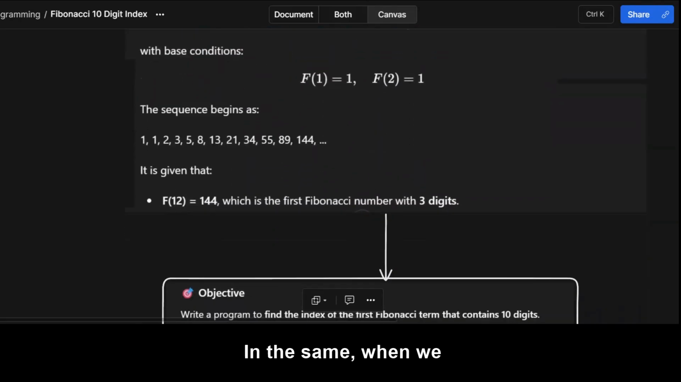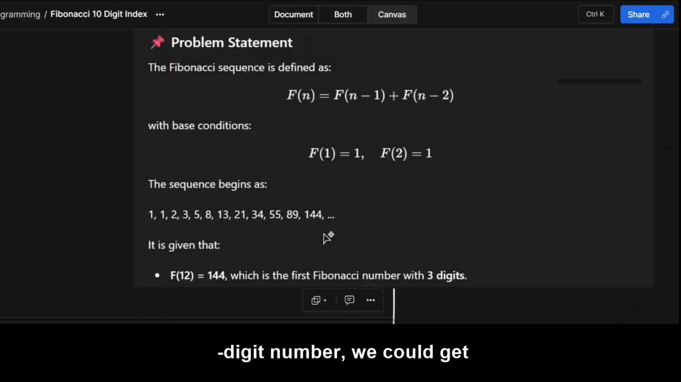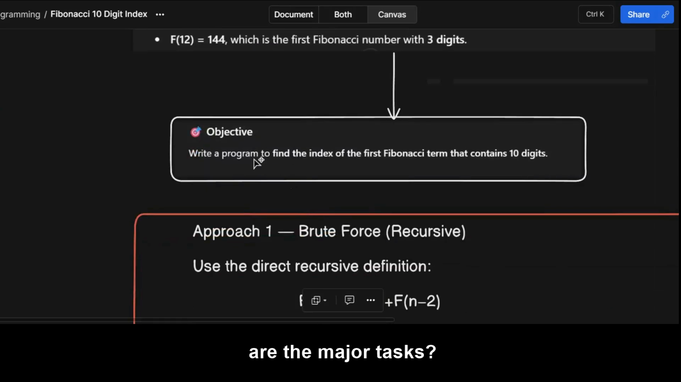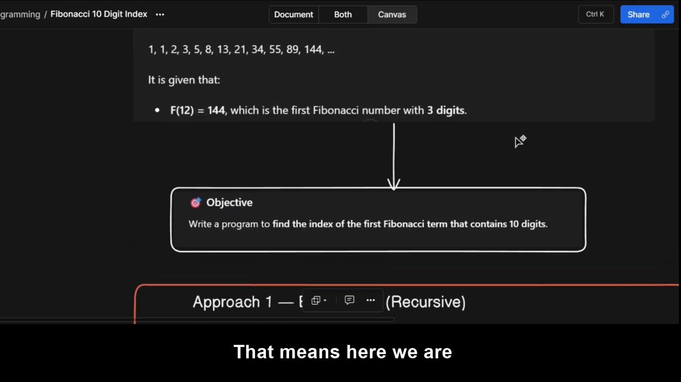And the same when we try to get a three-digit number, we get it at the 12th index. This is the 12th index where we got 144. Okay, and now the question says, what is the major task? We need to find the index of the first Fibonacci term that contains 10 digits. Here we are satisfied with the 3 digits, and we want to find the number with 10 digits.